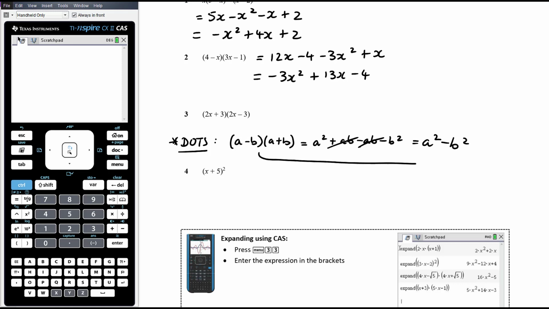So we want to be able to recognise this pattern, same two terms in the brackets with a plus in one and a minus in the other, and go straight to the a squared minus b squared. So we've got that here, we've got 2x at the start of both brackets, 3 at the end of both brackets with a plus in one and a minus in the other. So straight away we want to see, well, this is going to be 2x squared minus 3 squared, difference of 2 squares. So that's 4x squared minus 9.